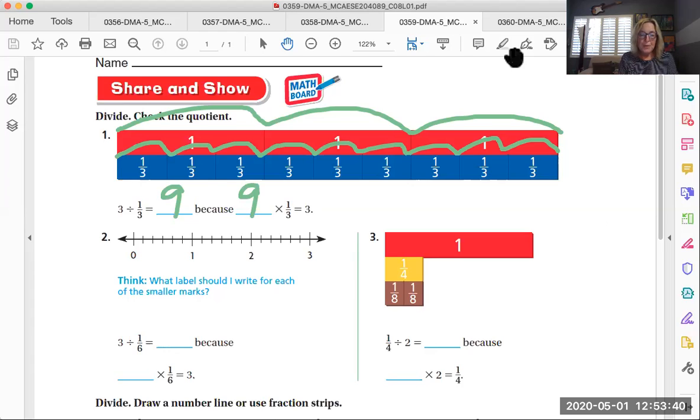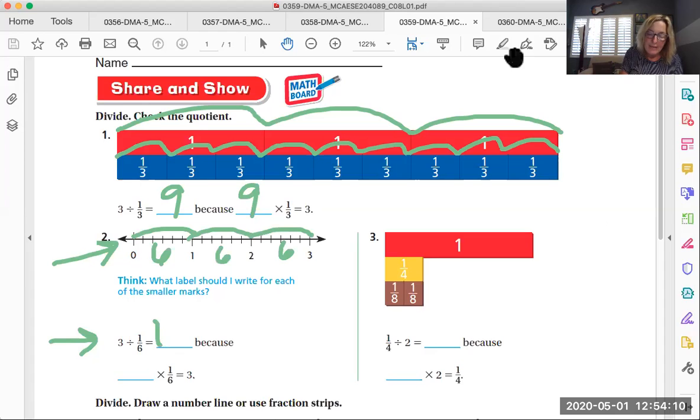So number 2 says the problem here is 3 divided by 1/6. So these small pieces on the number line are sixths. And if we wanted to do it in a shortcut way, from 0 to 1, how many sixths would that be? Well, there would be 6 of them, right? 6 1/6ths make 1 whole. So there'd be another 6 here and another 6 here. So how many sixths is that? Well, it's 18 of them, because 18 1/6ths make 3.